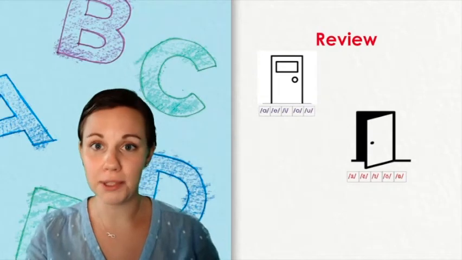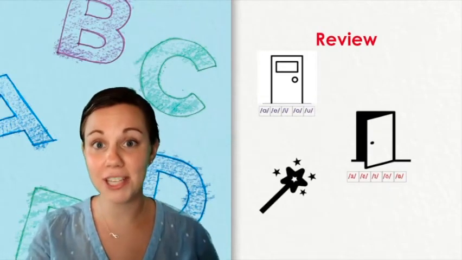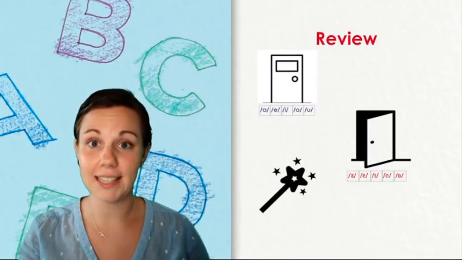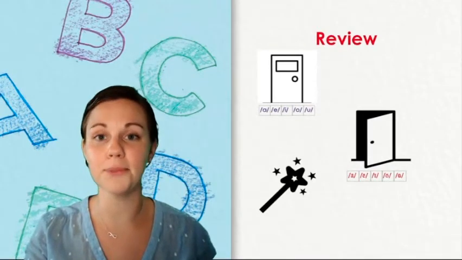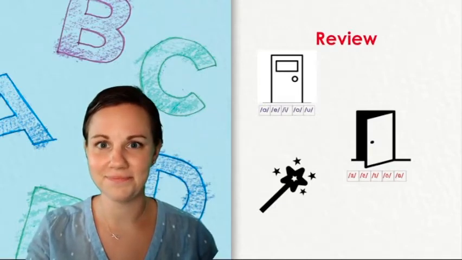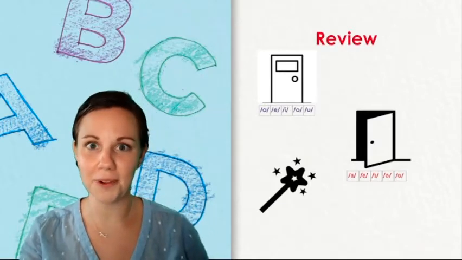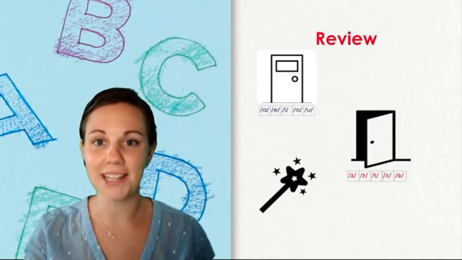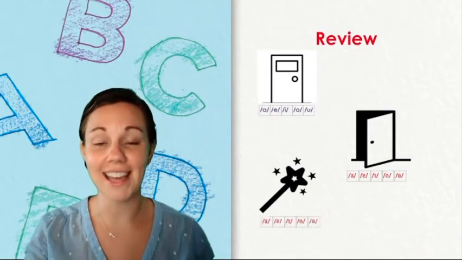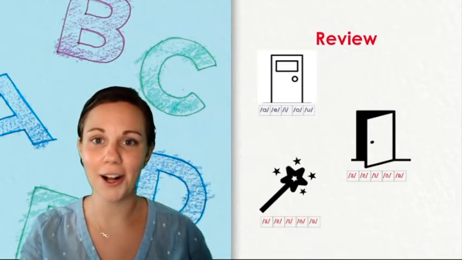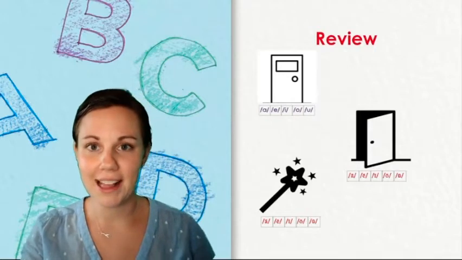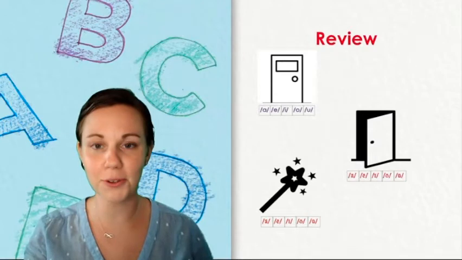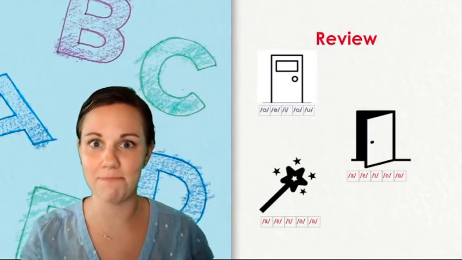The third syllable type we've discussed is the magic E syllable type. What does the magic E tell us about the vowel sound that comes before it? You're right. The vowel that comes before the magic E will make a long vowel sound like A, E, I, O, or U. The magic E is at the end of the syllable, and it helps the vowel before it to say its own name.